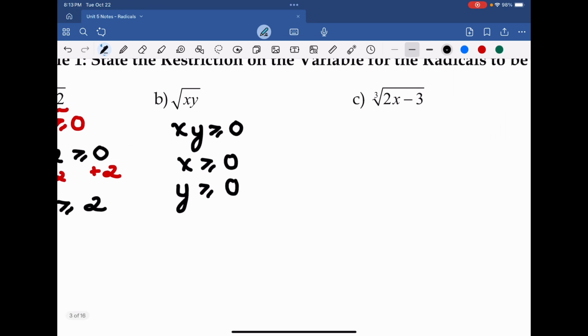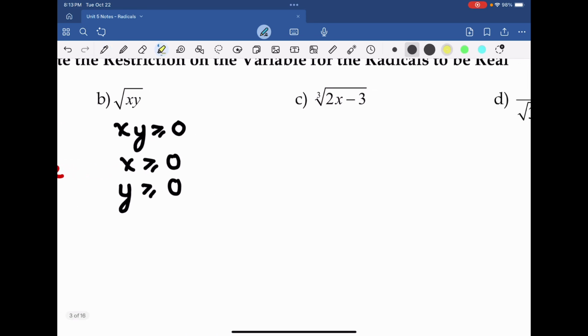Now, moving on to our next example, we notice that we have an index of 3. If the index is 3, or that we see that it is odd, then there is no restriction, because this doesn't have to be negative or positive or even 0. It can be any of those, so therefore we just simply say no restriction. There is no value of x that would cause this to conflict.